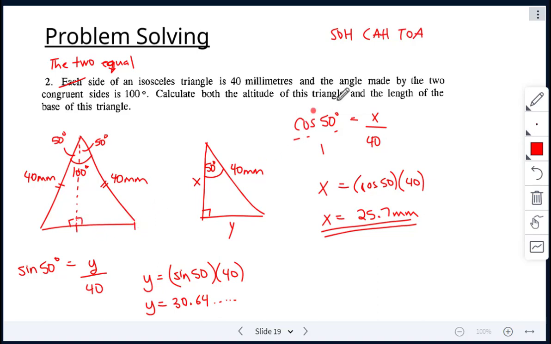Okay, but just remember that's just for y here, which is only from here to here. We need to figure out the length of the base of this triangle, so we would have to double that to get it from here to here. So we'll multiply that by 2, and therefore our base is equal to 61.3. I've just rounded to the nearest tenth. So 61.3 millimeters.